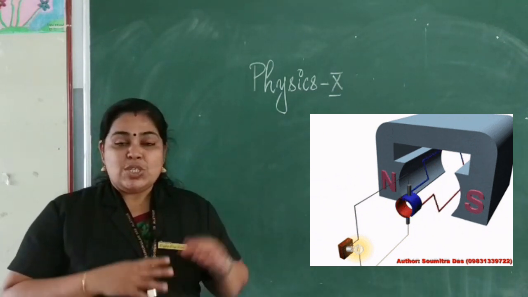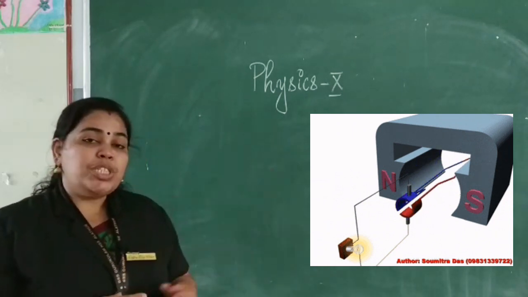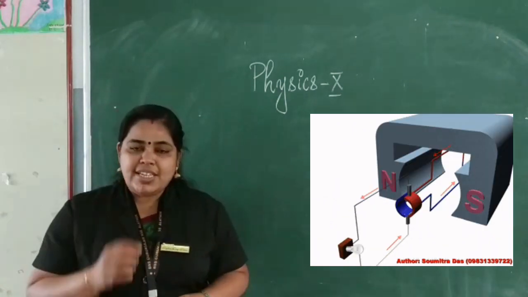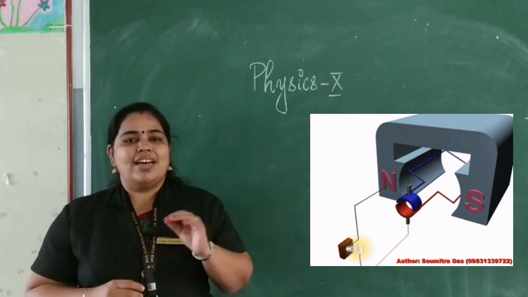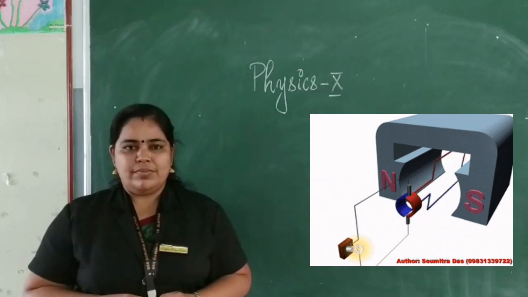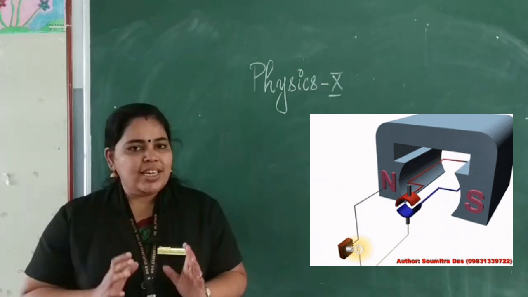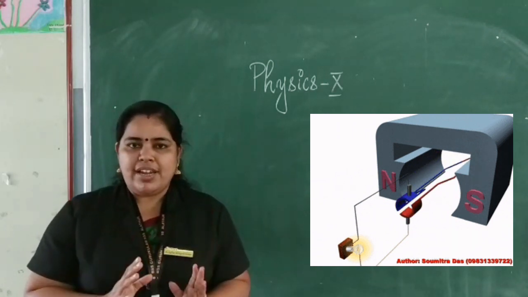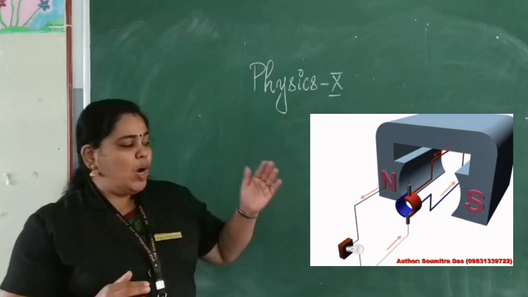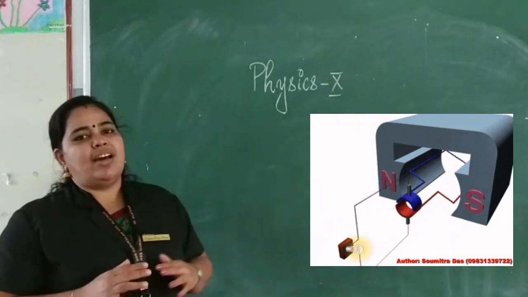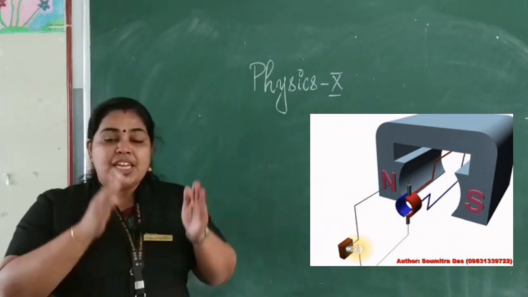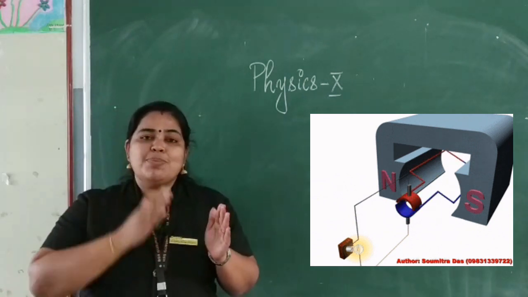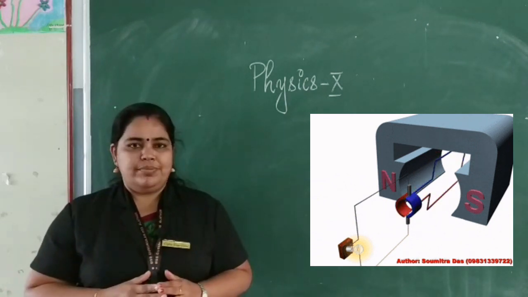Is it clear? So in the DC generator, which type of current is produced? In a DC generator, DC current is produced. The working is similar to that of an AC generator itself, but here the current always flows in the same direction in the outer circuit, because the split ring keeps rotating between the two brushes.